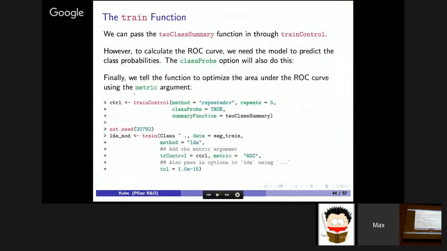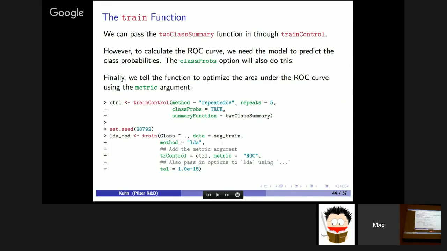So we need to tell train to use this function. So where that's going to come into play is we're going to say, hey, use the summary function called twoClassSummary. So it'll make sure it computes that on all the holdouts. The thing is, not all models have classification probability calculations, and so we don't automatically compute those. So one other little step here is you need to tell the train function to compute the class probabilities, by setting classProbs equal to true.